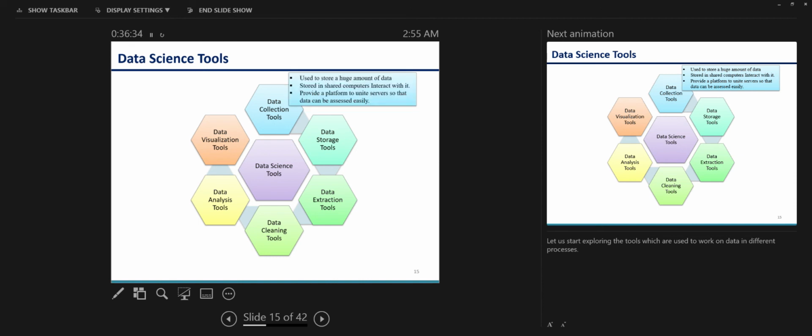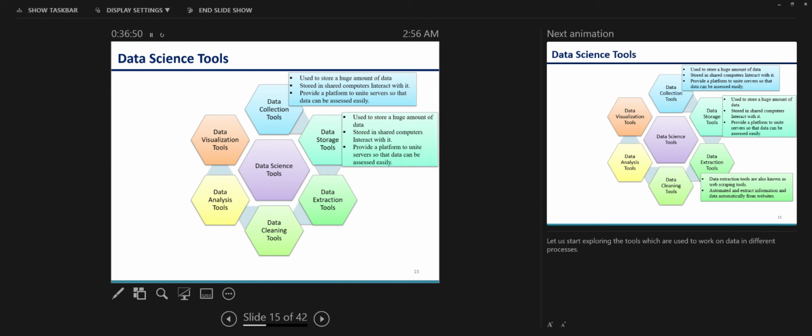Data collection tools are used to store a huge amount of data in shared computers, interact with it, and provide a platform to unite the servers so that data can be accessed easily. We also use data storage tools. The storage tool is used to store a huge amount of data in shared computers and provide a platform to unite the servers so that data can be accessed easily when we require it.